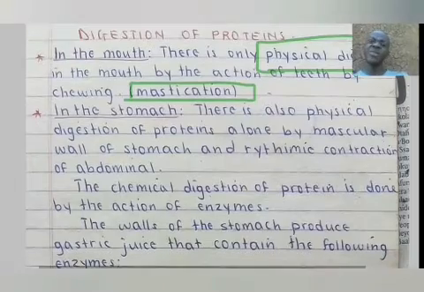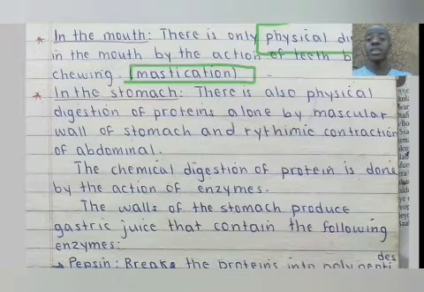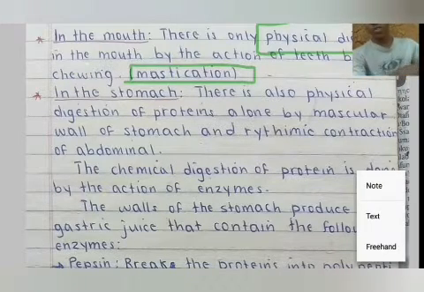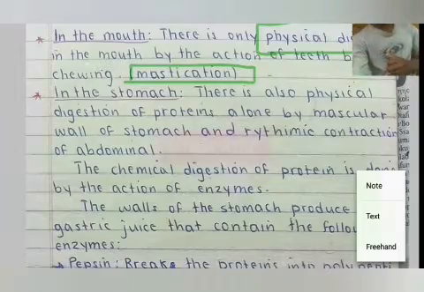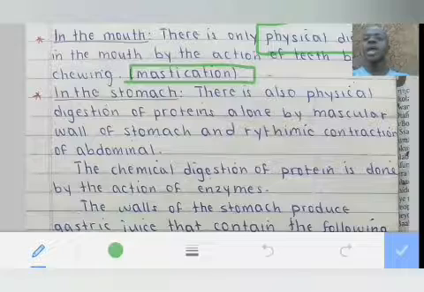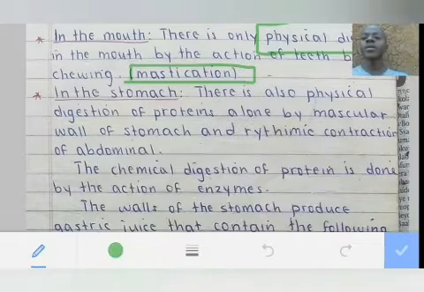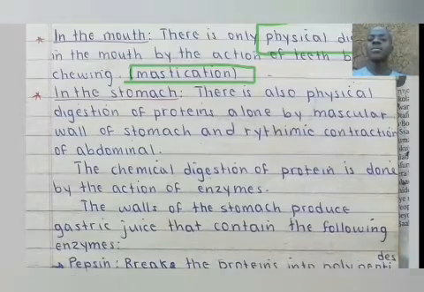So now, what about in the stomach? In the stomach, there is also physical digestion of proteins, just by the muscular walls of the stomach when they are squeezing food. That is what we call the physical digestion. But the chemical digestion of proteins is done by the action of enzymes. And I think we saw these enzymes. What were they?